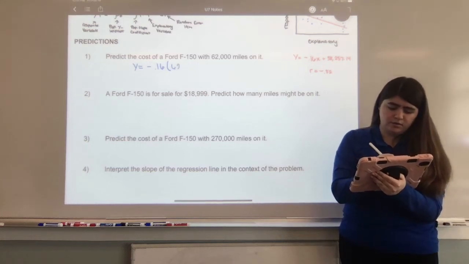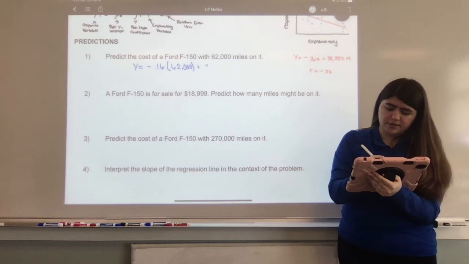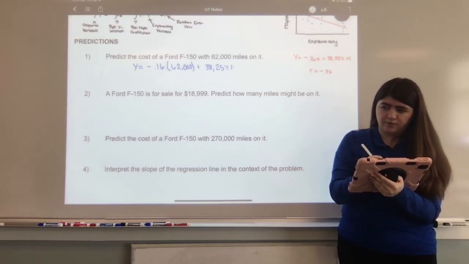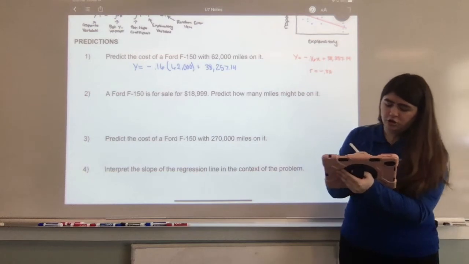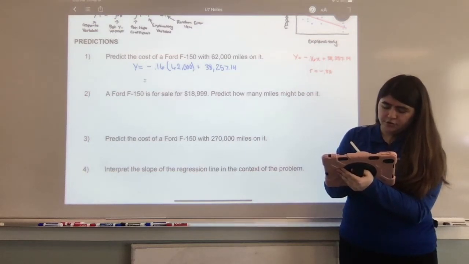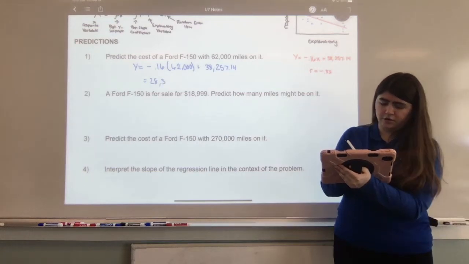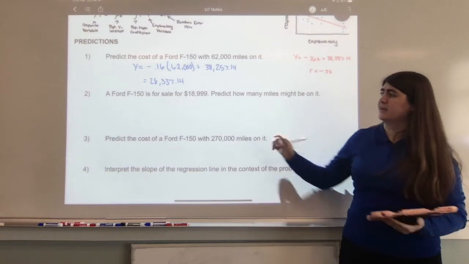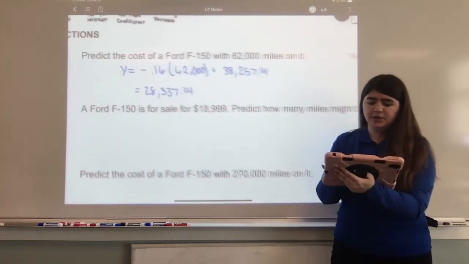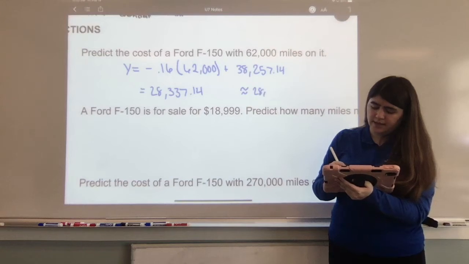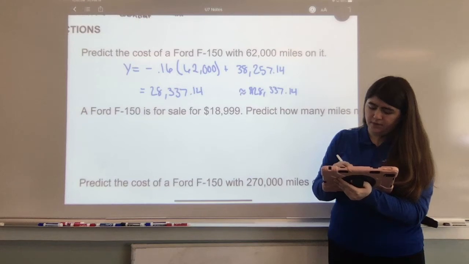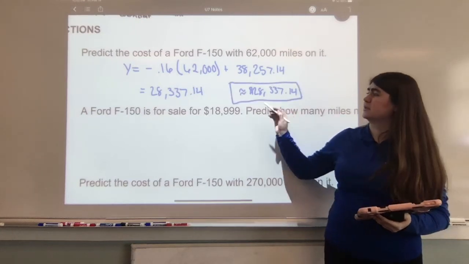So I have 62,000 plus 38,257.14, and I actually already typed this in my calculator, so if you type this whole thing in your calculator, it should give you that y is equal to 28,337.14, and this is the answer that it gives you, but we're predicting here, so this is an estimate, so our answer is actually going to be that it will be about $28,337.14. And I'll get my dollar sign in there. I'm going to rewrite. There we go. That's better. And that is my final answer because we're predicting the cost.